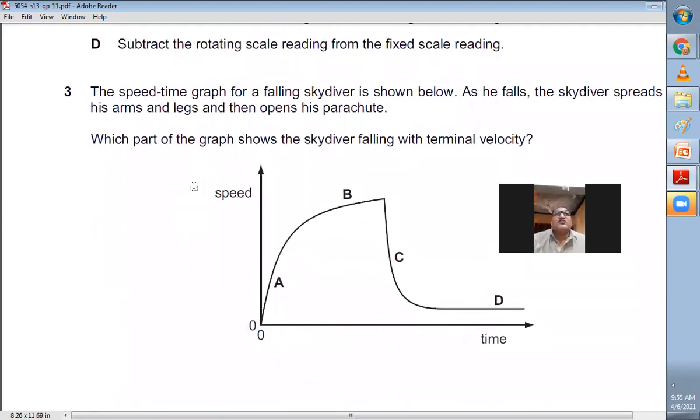The next question on your screen is question number 3. The speed time graph for a falling skydiver is shown below. As he falls, the skydiver spreads his arms and legs and then opens his parachute. Which part of the graph shows the skydiver falling with the terminal velocity? It's a speed time graph, and when the skydiver is falling with terminal velocity, the velocity will be constant and the speed time graph should become flat. It should become horizontal. So I think D is the right answer.